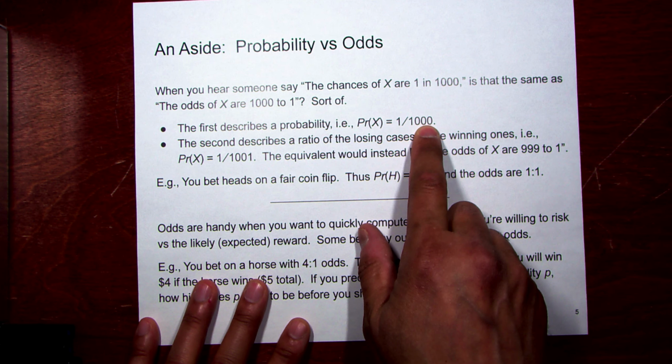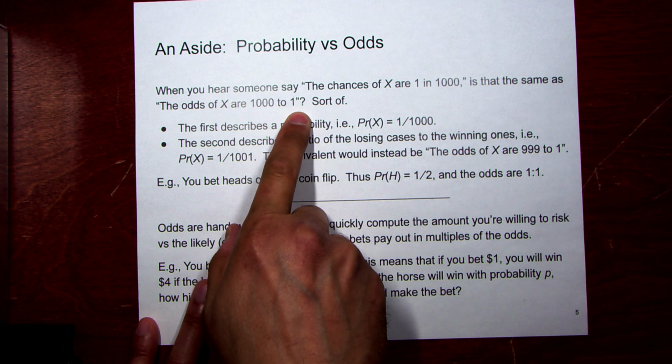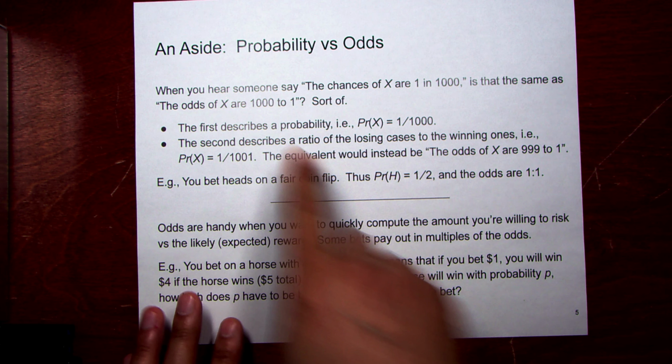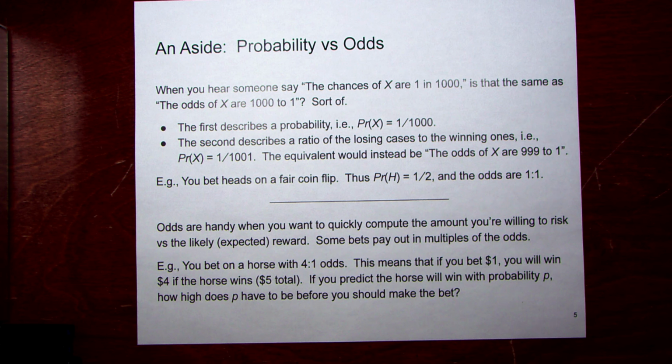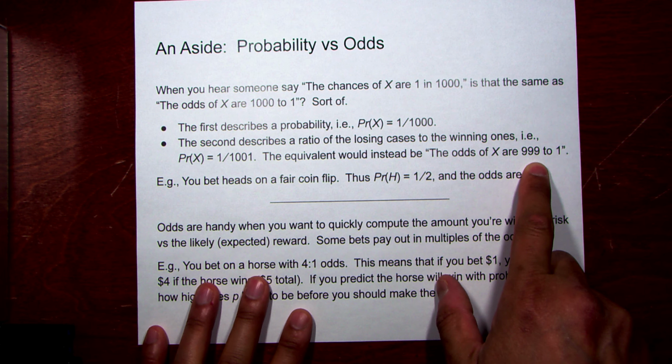The second describes a ratio, the ratio of bad things, fail cases, versus success cases. So when you say 1,000 to 1, there are actually 1,001 outcomes. 1,000 of them are bad, and 1 of them is good. So your probability is actually 1 over 1,001 in that case, which is slightly different than 1 over 1,000. I grant that these things are pretty close, but they are not the same thing. If you wanted an equivalent, you would say 999 to 1 is your odds.